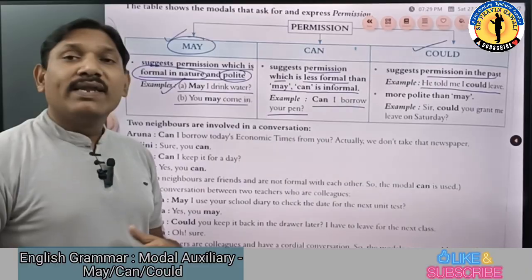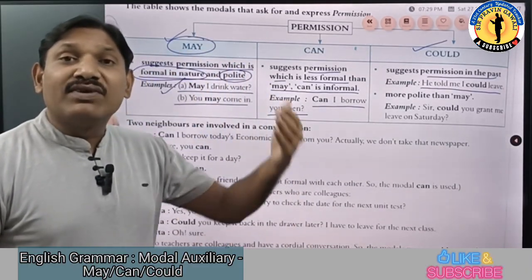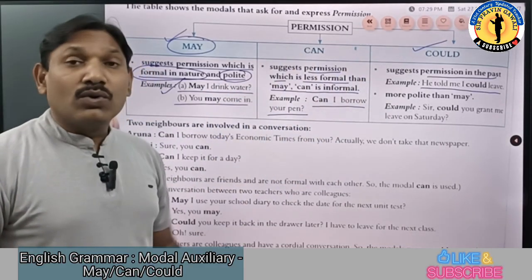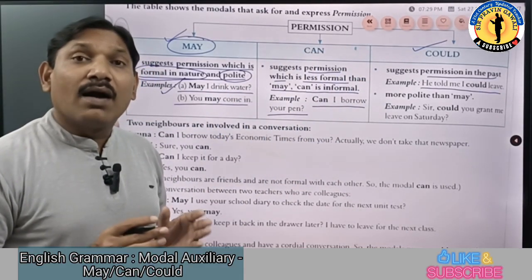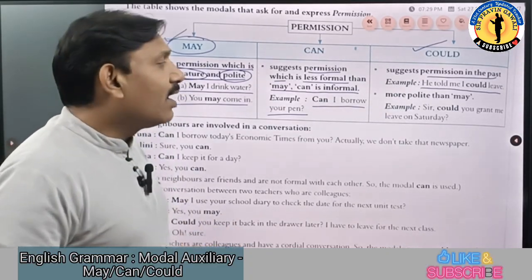So whenever we are asking for permission in the past tense, if you want to mention the past tense, past period, past time, at that time we can use could. I could come. Understood, students? I could come. You could come, like this.